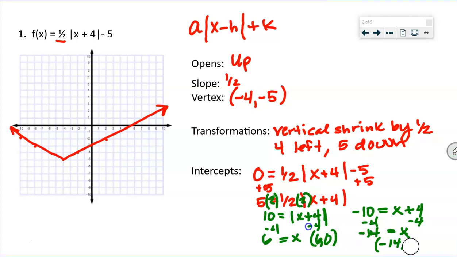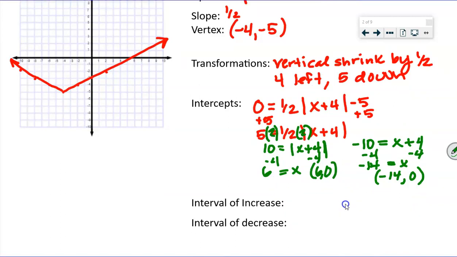Let me make this a little clearer. It's the y-intercept, okay? And so to do that, we're going to put 0 in for x and solve for y. So this one's going to be y is equal to 1/2, and we're putting 0 in here, plus 4, minus 5. So we get 1/2 of the absolute value of 4, minus 5. Well, obviously the absolute value of 4 is 4, so 1/2 of 4 is 2. So 2 minus 5, that's equal to -3.